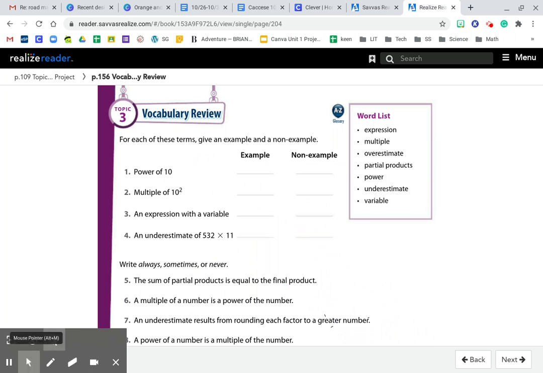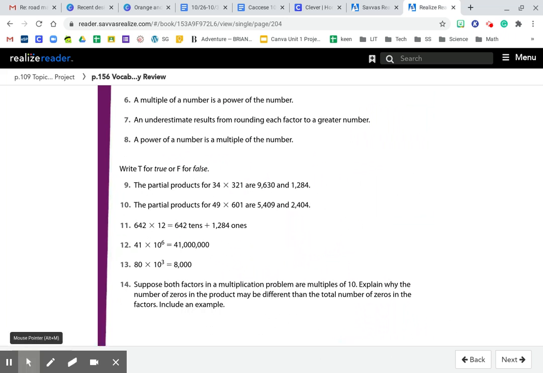Okay, moving down a little bit here. True or false. The partial products for 34 times 321 are 9,630 and 1,284. So we're going to multiply them. And at this point, we are reviewing. You want to be able to know that you understand how to do the process of multiplication without a calculator. So it is a good idea for you to do this without a calculator and check it on a calculator. Don't forget to annex your 0, so you're moving your value over a little bit.